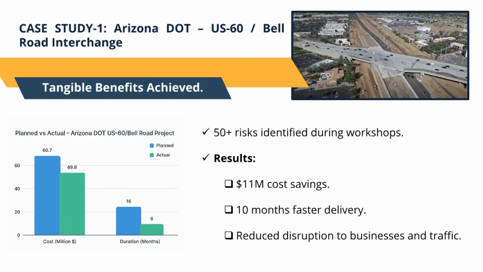Think about that. They didn't just save money and time. They gave a community its main artery back 10 months early. And that's the real victory. Beyond the numbers, this decisive action dramatically reduced the overall disruption for local businesses and daily commuters. The very problem they were trying to solve, congestion and frustration, was minimized because they had a plan and stuck to it. This is the power of risk management made tangible.